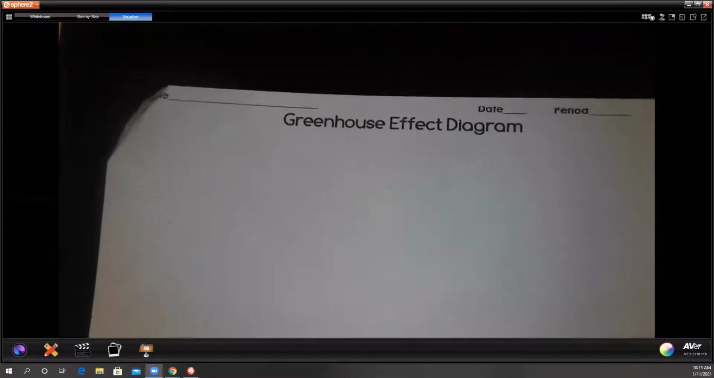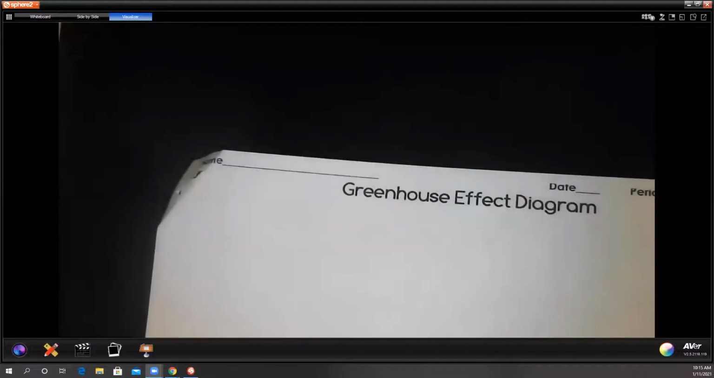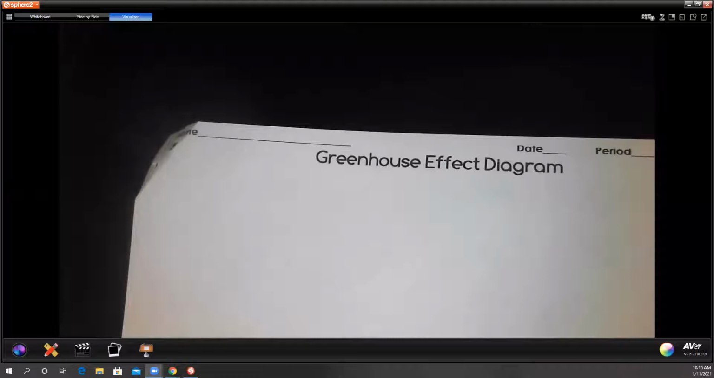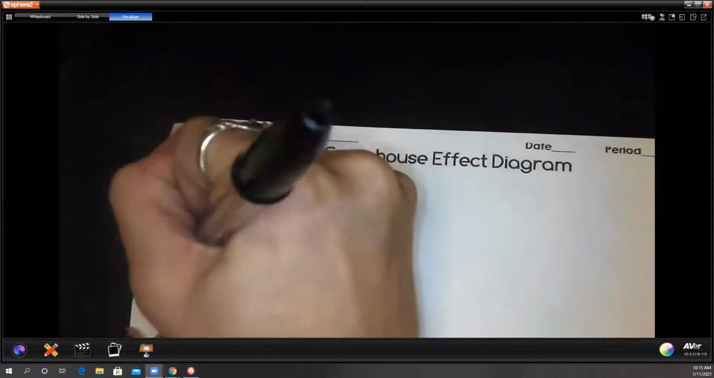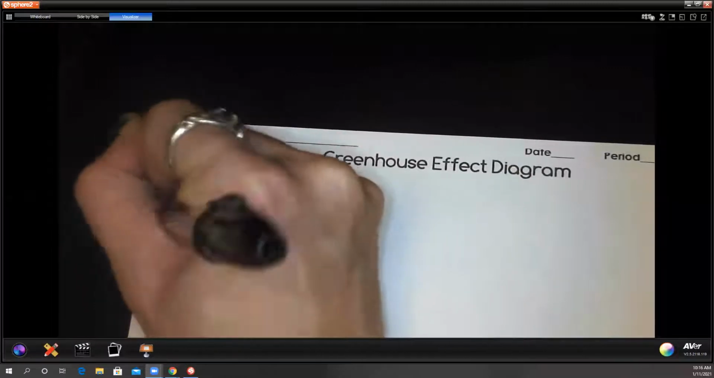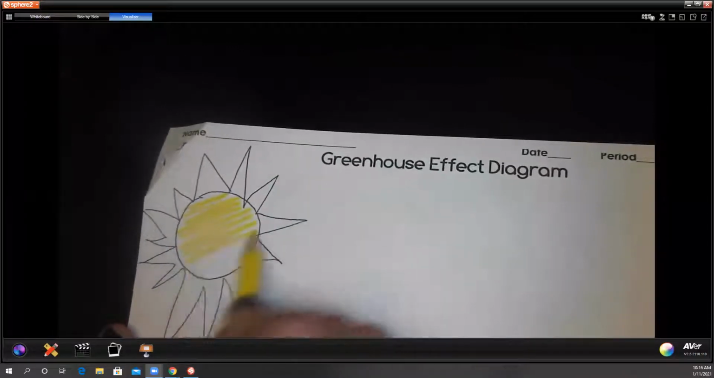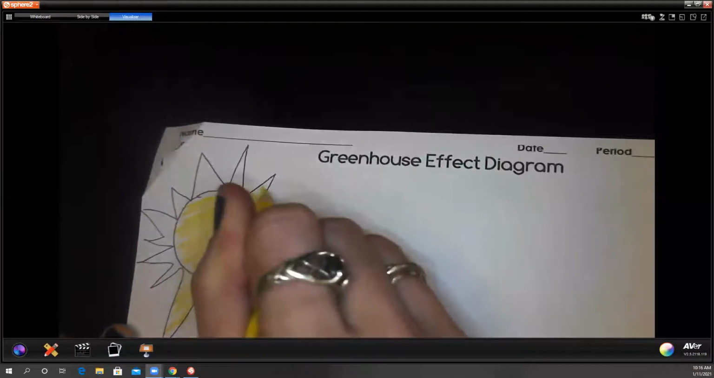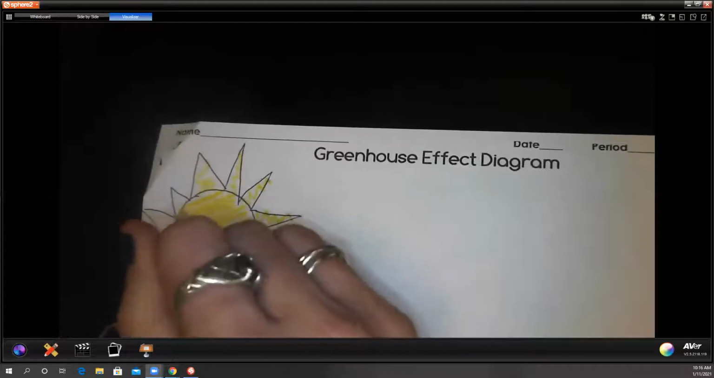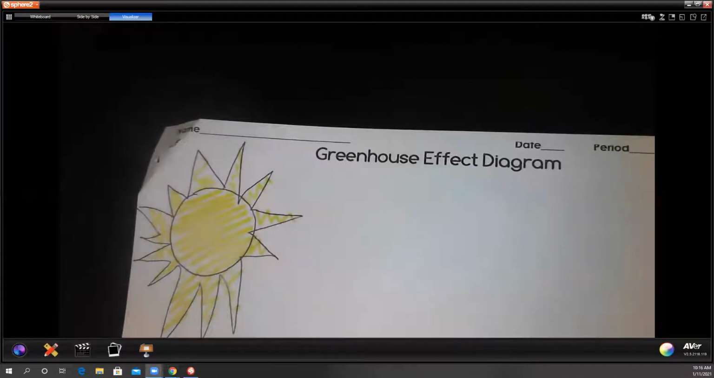So it says draw a sun in the top left corner and color it yellow. So if you don't have colored pencils, it's fine. Just draw a sun. It shouldn't have to be yellow for you to know what it is. And I'm just going to do this quickly.